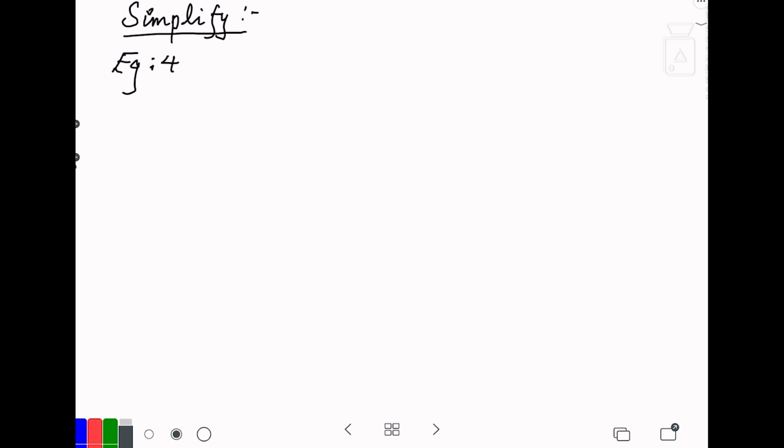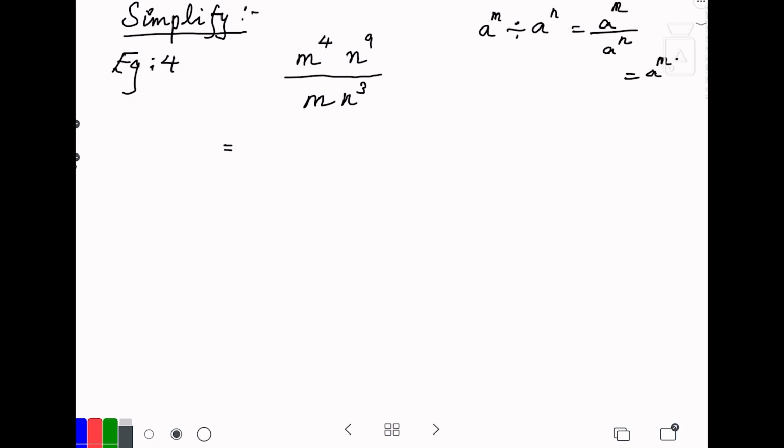Now I would like to take a fourth example as m power 4 times n power 9 divided by m times n power 3. So we are going to see how I am going to simplify this. What you do is, a power m divided by a power n can also be written as a power m divided by a power n, and I told you according to indices rule, anything which you divide with the bases to be same, the powers would get subtracted. It is nothing but a power m minus n.